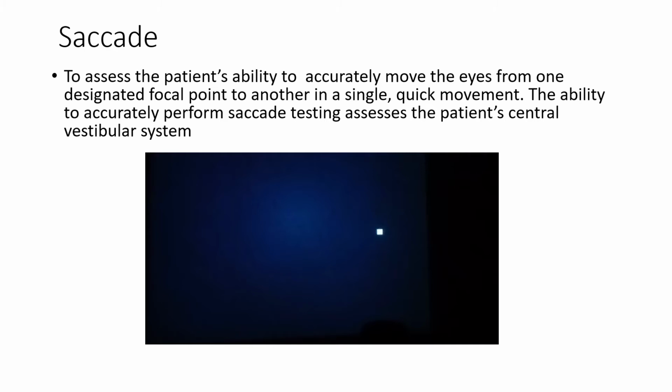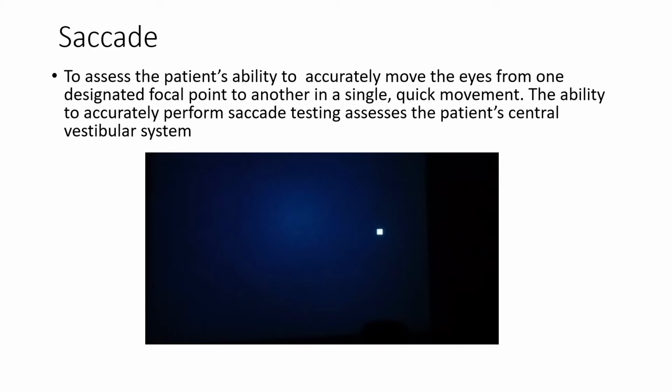Okay, now I will explain how to perform the oculomotor test. We start with the first subtest of the oculomotor testing, saccadic eye movement, or the fastest eye movement, which enables us to rapidly redirect our line of sight. This eye movement is produced and controlled by a number of central structures of the central vestibular system. So this test is able to assess the patient's central vestibular system.